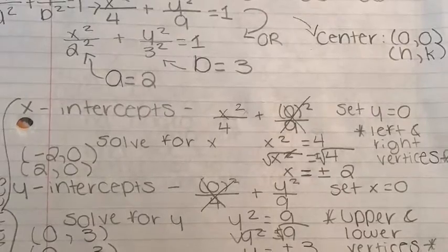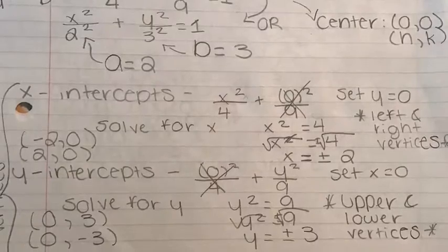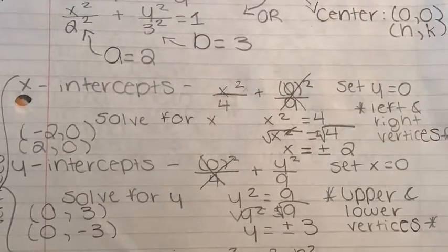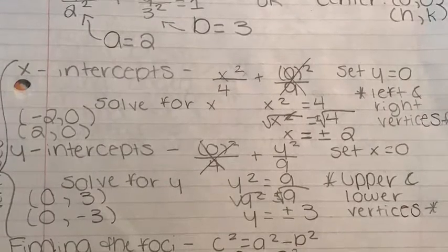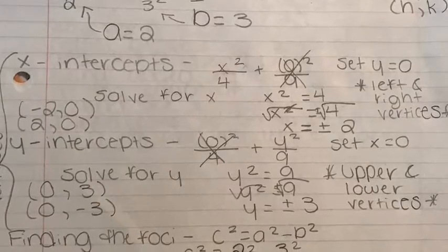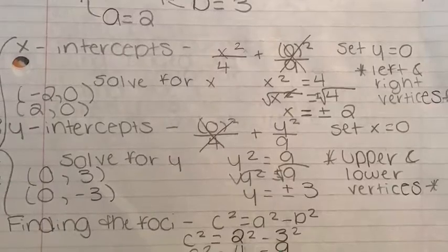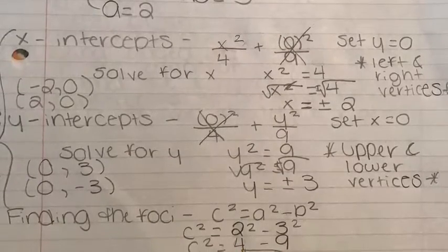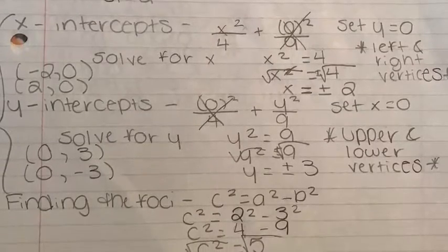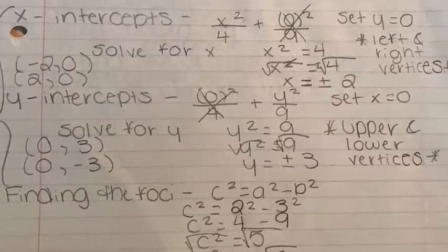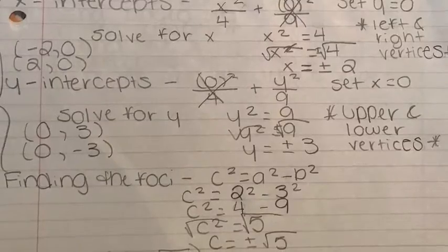To continue to find the vertices, I found the x and y intercepts. I made y equals 0 to find the left and right vertices, which resulted in x squared equals 4, and after the square root, you get plus or minus 2. So the left co-vertex would be negative 2, 0, and the right co-vertex would be 2, 0. To find the upper and lower vertices, I then made x equals 0, so y squared equals 9. After the square root it would be plus or minus 3, so vertex 1 would be 0, 3, and vertex 2 would be 0, negative 3.